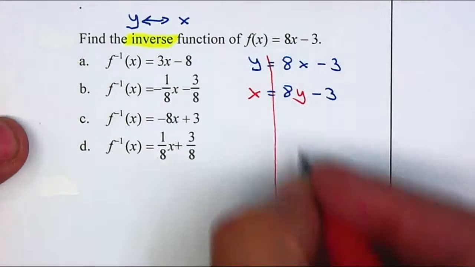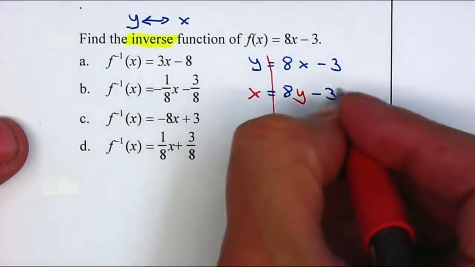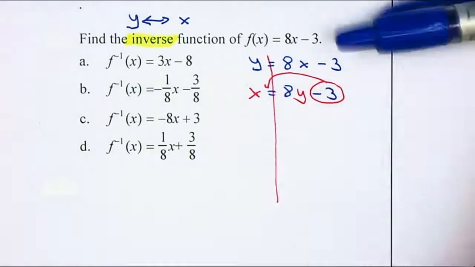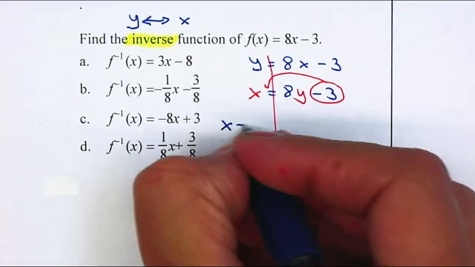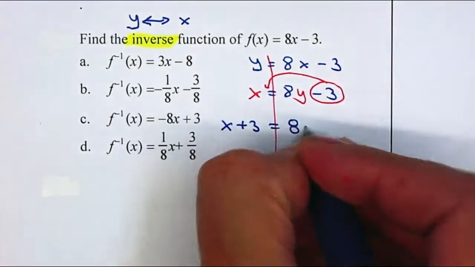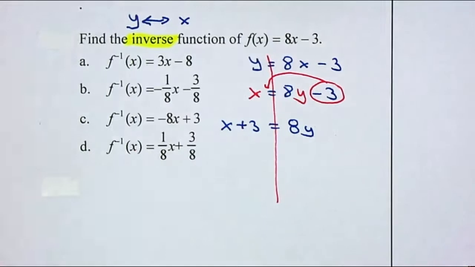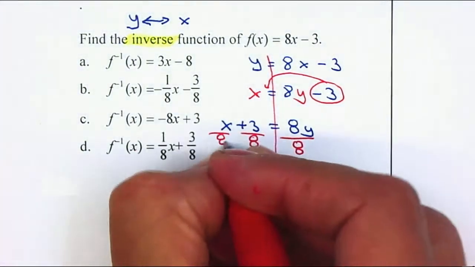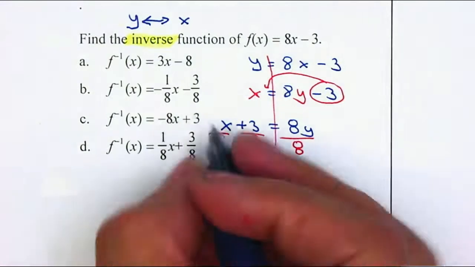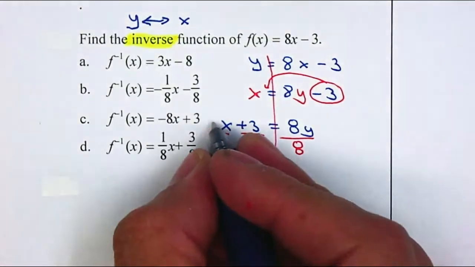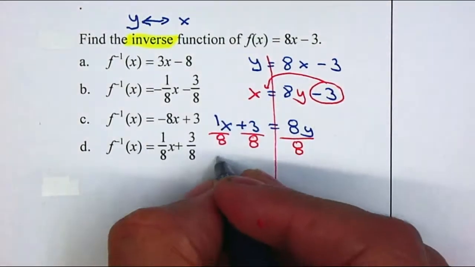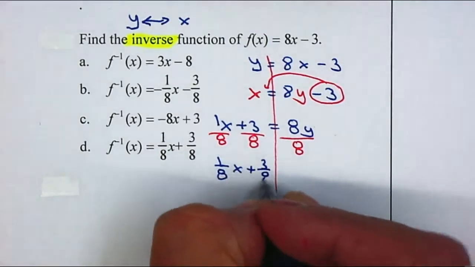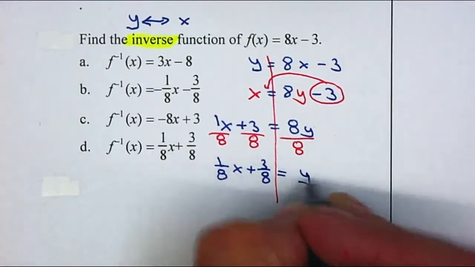So, to leave the y by itself, you can add 3 on both sides, or I can just move my 3 to the right, becomes a positive. x plus 3 is equal to 8y. I need to leave the y by itself, therefore I'm going to divide by 8. This will give me a coefficient of 1 over 8 x plus 3 over 8, and that's equal to y.